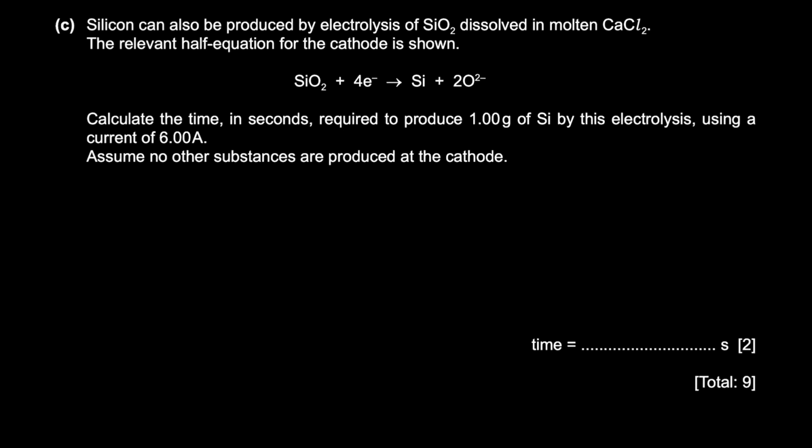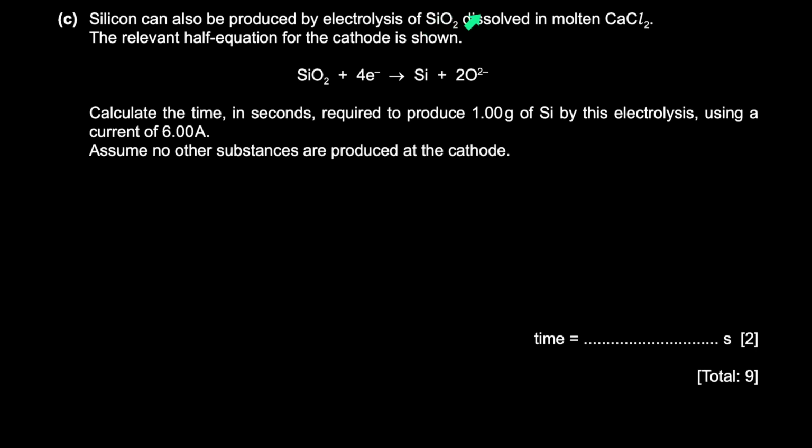Silicon can also be produced by the electrolysis of SiO2 dissolved in molten calcium chloride. The relevant half equation for the cathode is shown. Calculate the time in seconds required to produce 1 gram of silicon by this electrolysis using a current of 6 amperes. Assume no other substances are produced at the cathode. So here they've given us the reaction at the cathode, and they've said we want to produce 1 gram of silicon, and they want to know how many seconds I need to pass a current for in order to produce this 1 gram of silicon.